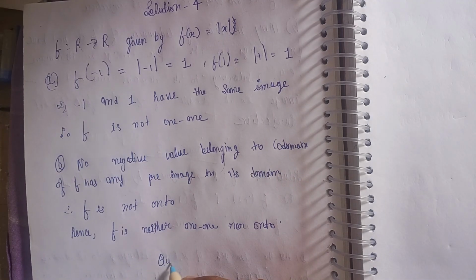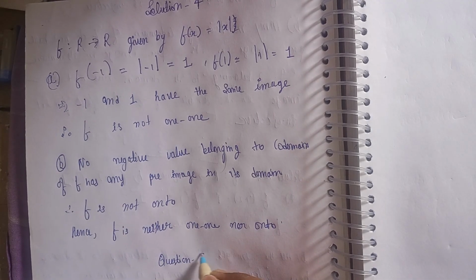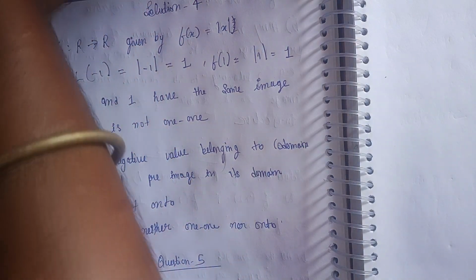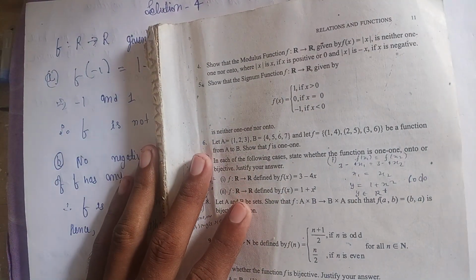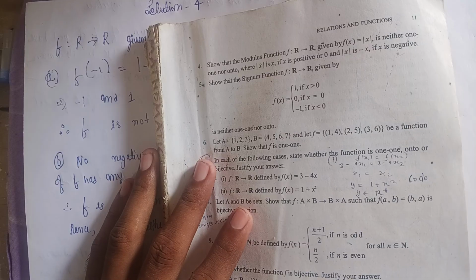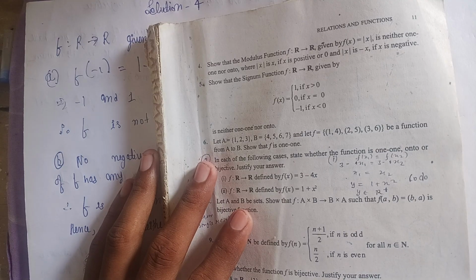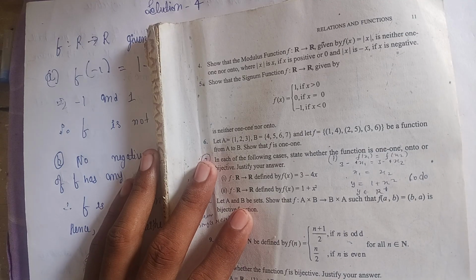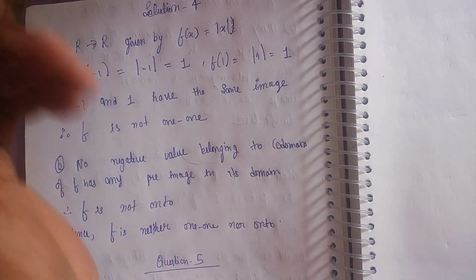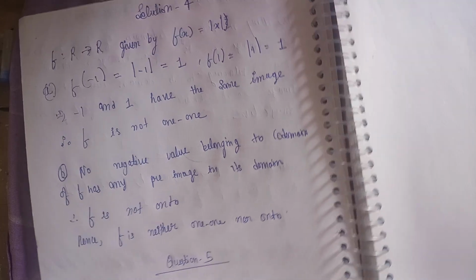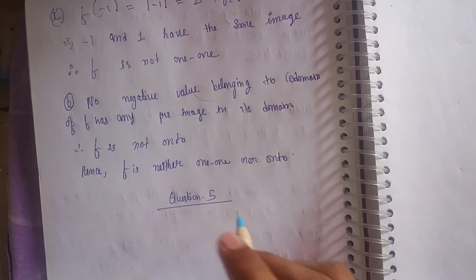Now we are going to solve question number 5. Question number 5 says that show that the signum function f: R to R given by f(x) = 1 if x is greater than 0, 0 if x is equal to 0, -1 if x is less than 0, is neither 1-1 nor onto. Hence, solution for this question. Question number 5 solution.